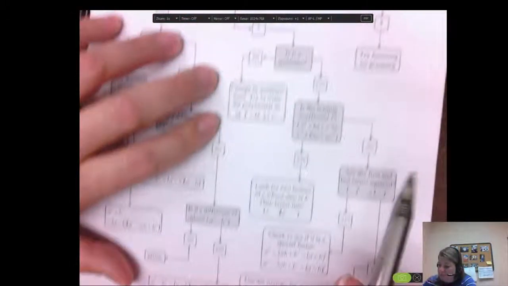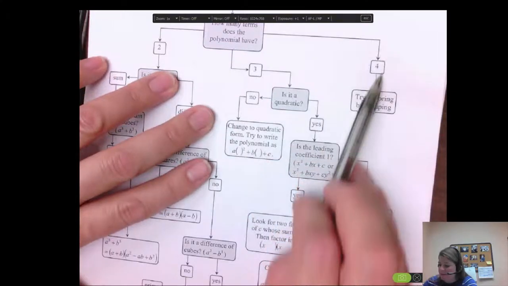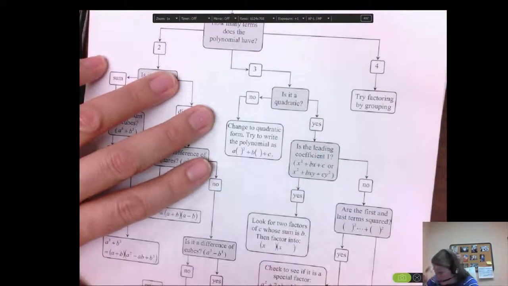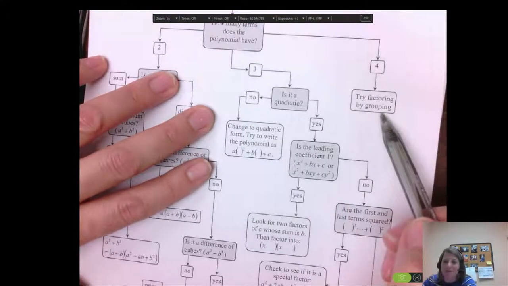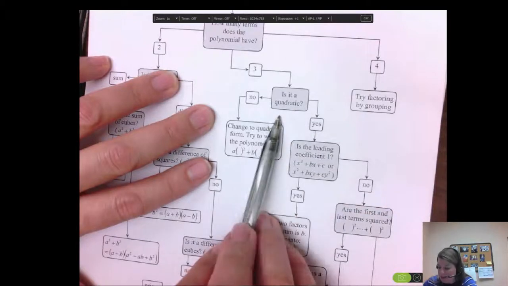Trinomials are a lot harder. So let's look at 4 terms first. We have one method, by grouping. That's it. We haven't done anything with 5 terms yet, or 6 or 7, so 4 terms is it. That's the only method. If you have 3 terms, is it a quadratic?